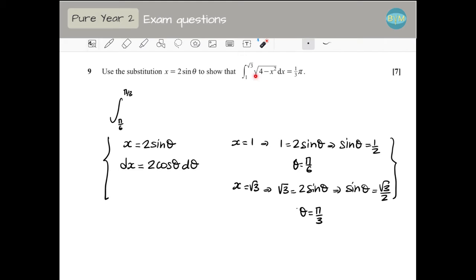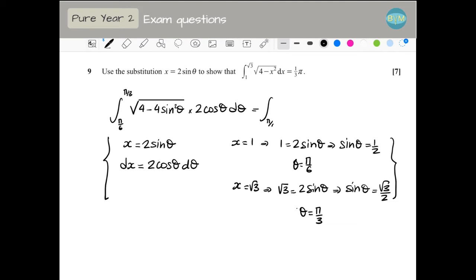And then root of 4 minus x squared is going to be root of 4 minus, instead of x squared, I'm going to write this squared, which is 4 sine squared theta. And then instead of the dx, I'm going to write what I have here, which is 2 cos theta d theta. We can work a bit with this integral, and I think you're going to see it very quickly. So this 4 can go out as 2. And then I have 1 minus sine squared, that is going to be cos squared.